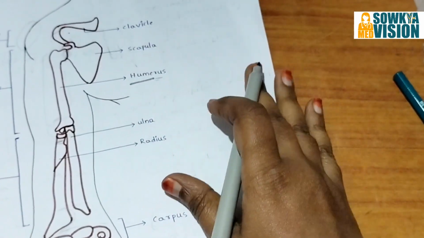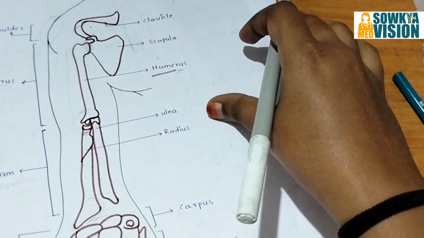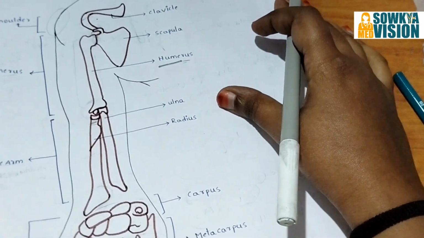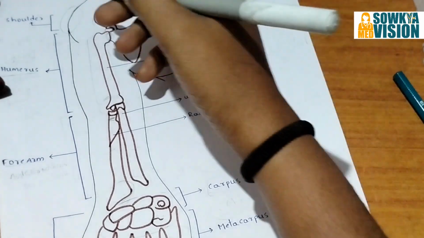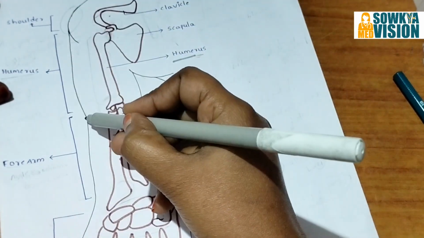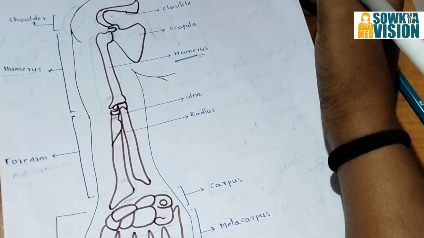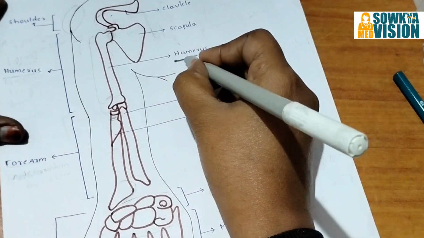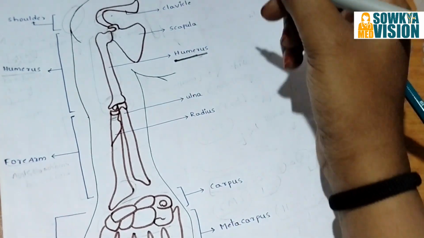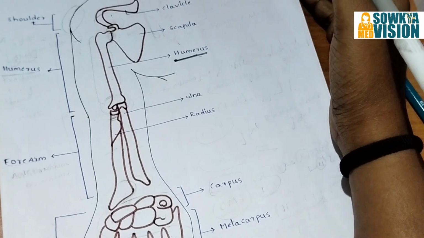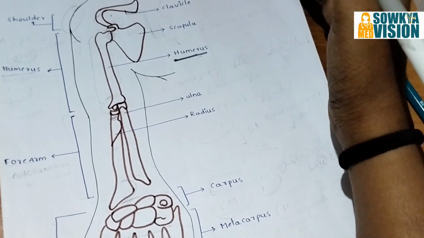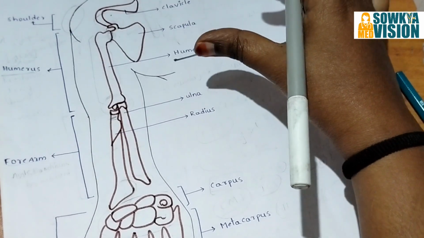Here we go. This is the upper limb. The part of the upper limb extending from the shoulder to the elbow is known as the arm. The bone of the arm is known as the humerus. It is the largest, longest and strongest bone in the upper limb. It is one of the longest bones.